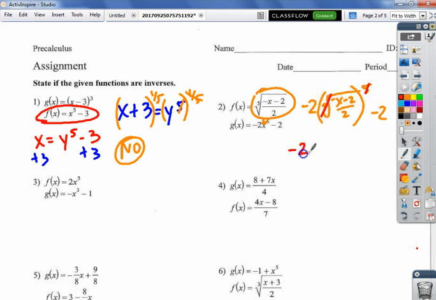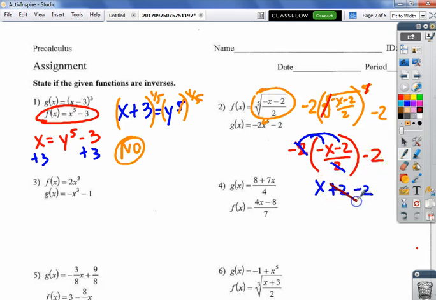So then I end up having negative 2, and what's left in the parentheses is negative x minus 2 over 2, minus 2. And I can see that the 2's cancel. And I can distribute my negative, so that's going to be a positive x. That's a positive 2. And then I'm left with negative 2. And guess what happens? This 2 and that 2 cancel, and I'm left with x. In this case, it'd be g of x.